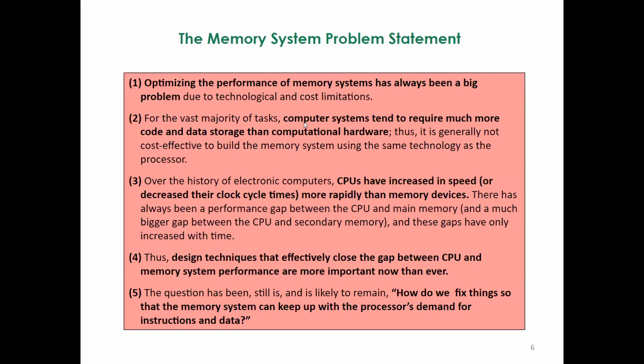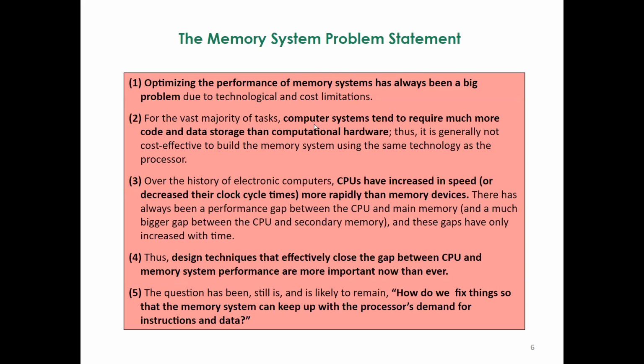So this is just highlighting what we just discussed now, which is the idea that memory is a big issue. Optimizing its performance to step up to the performance of your processor has always been a big problem, and it actually bottlenecks the performance of your computing system.